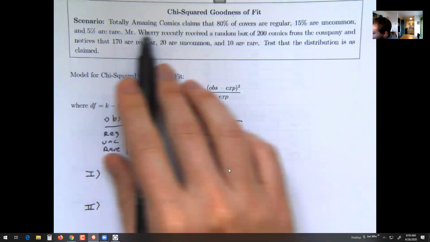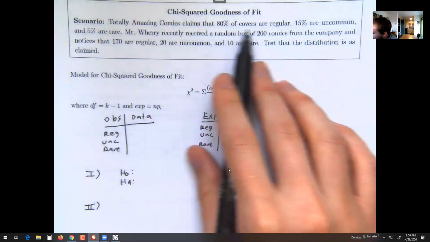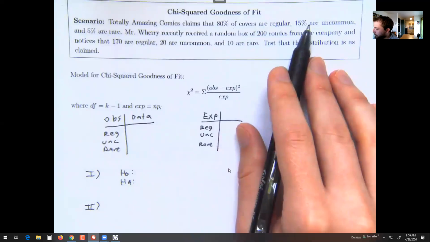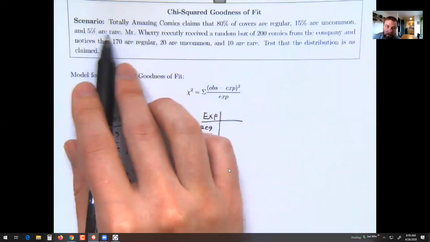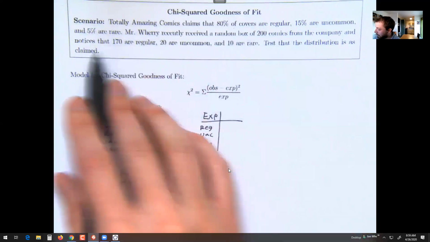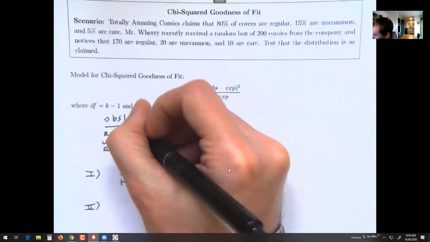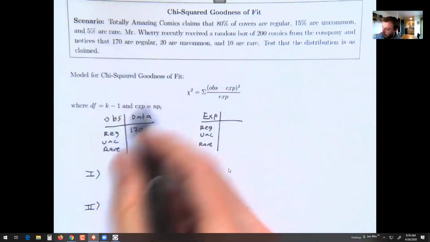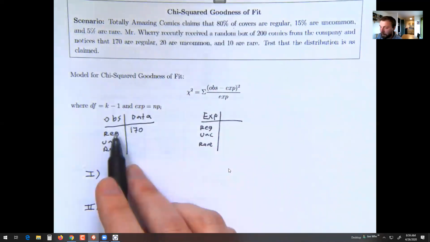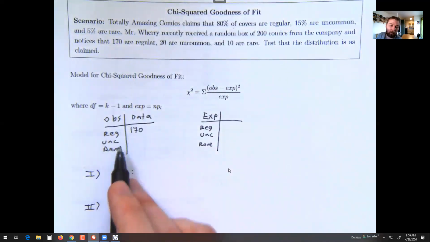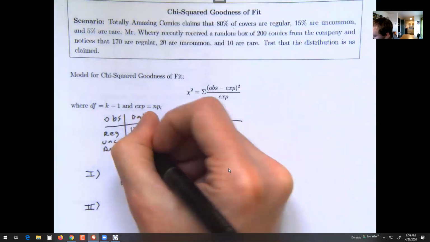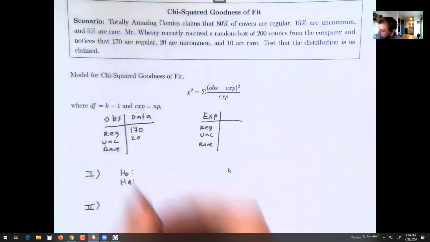So in this problem, we're told that 80% of a certain comic book cover are considered regular, 15% are uncommon, and 5% are rare. So suppose I get a box of 200 comics, and I notice that 170 were regular. So I'm making a little table here where I have my observed value, and this data is what I'm actually seeing for each of these categories: regular, uncommon, and rare. So I had 170, I had 20, and I know the total is 200.